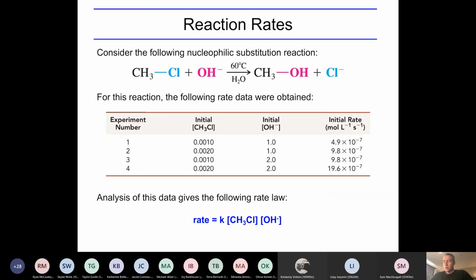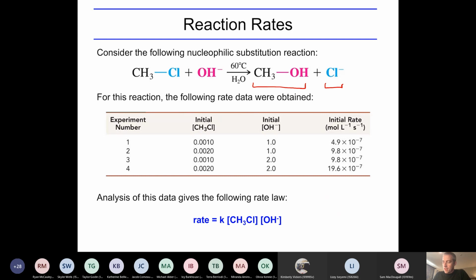This is a reaction where you have methyl chloride reacting with hydroxide, and at 60 degrees, this is all in water, you get a substitution. The OH minus replaces the chlorine, to get a molecule of methanol and chloride as products.